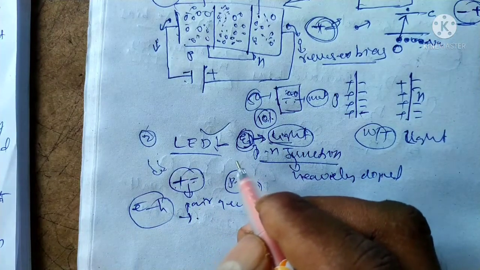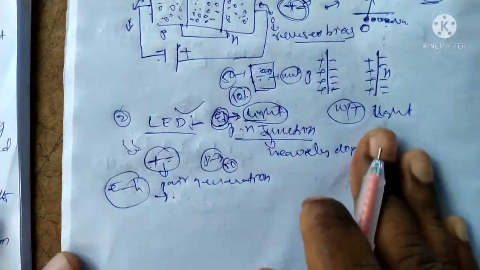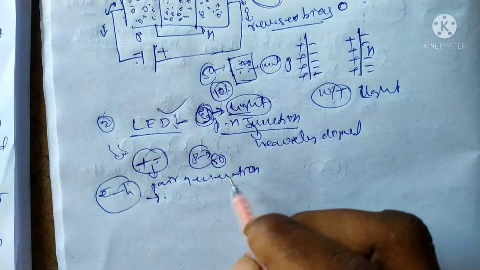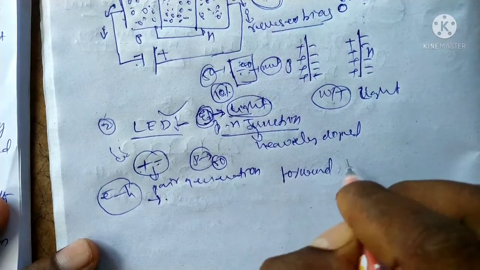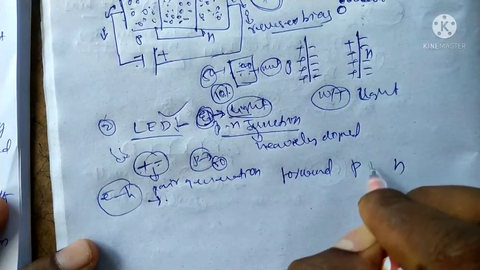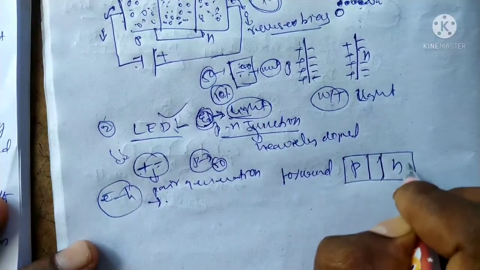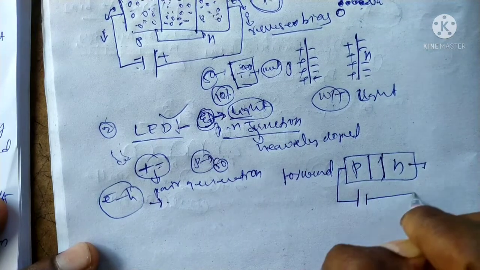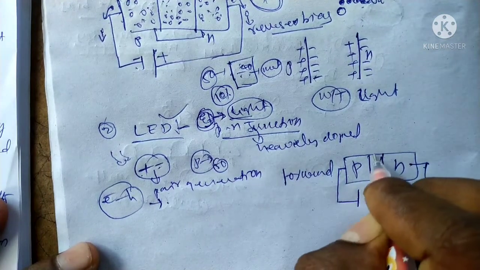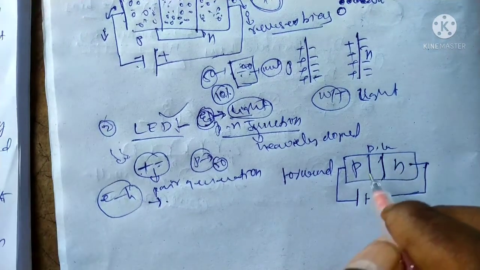Now the diagram of the LED. The LED works on the principle of forward bias. What is forward bias? In a p-n junction diode, the p-type is connected to the positive terminal of the battery and the n-type is connected to the negative terminal of the battery. That is the depletion layer or depletion region.